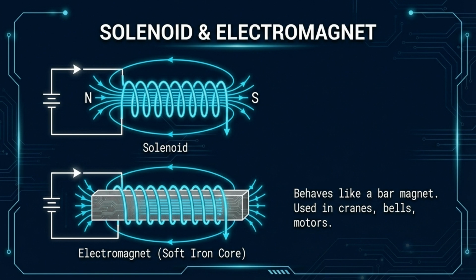A solenoid is a coil of wire that creates a magnetic field similar to a bar magnet. An electromagnet, formed by placing a soft iron core inside a solenoid, behaves like a temporary magnet and is used in cranes, bells, and motors.